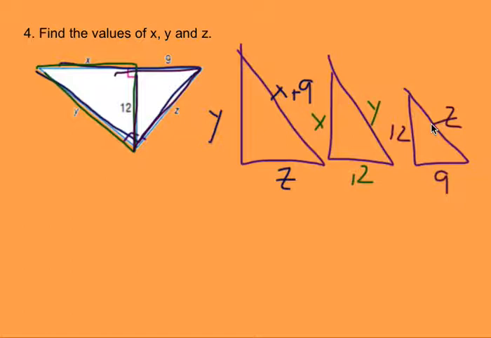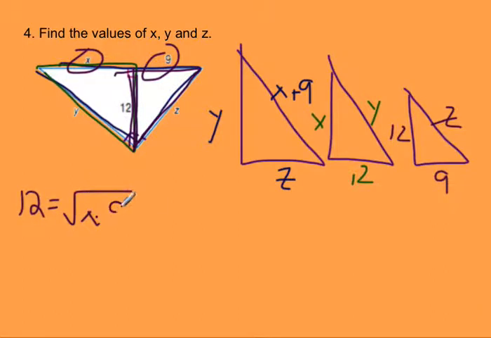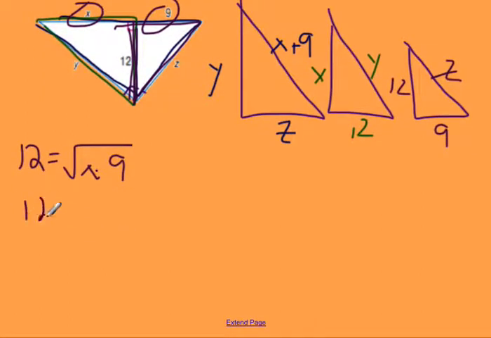So now what I notice is they're actually giving me the altitude. So this altitude is the geometric mean between x and 9. So don't let that confuse me. All that tells you is we can do 12 is equal to the square root of x times 9. So we're going to go ahead and solve that equation. So 12 is equal to the square root of 9x.